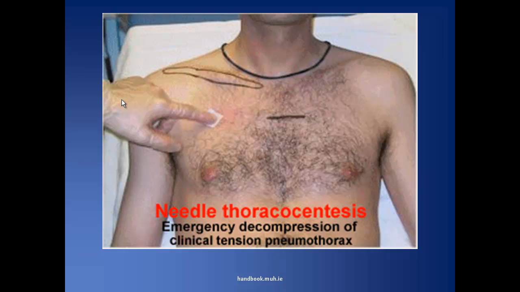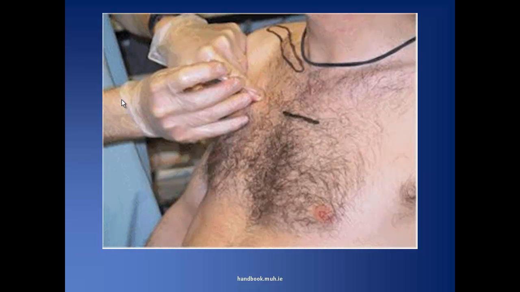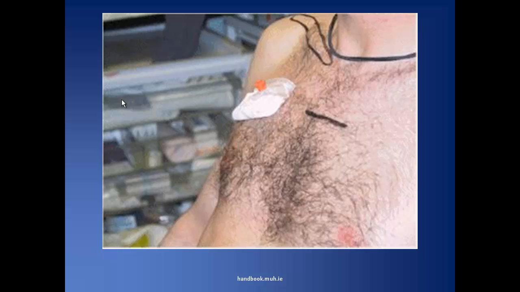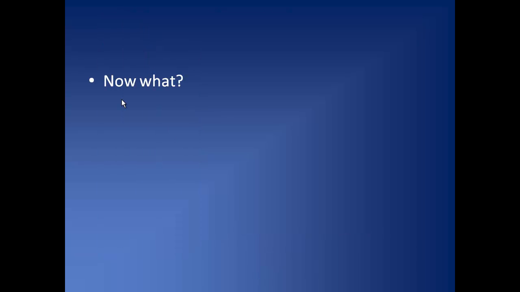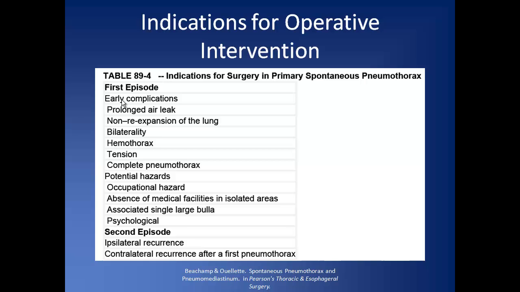And the way you do it is you actually stick a needle, usually a 14-gauge Angiocath, mid-clavicular line, just stick it in there, aspirate. You feel like a total badass when you put it in because it's like Pulp Fiction. When you go in there, you jab it in, all of a sudden you hear a psh, and the patient does well. So what do you do after that? You have to put a chest tube in. So indications for operative intervention for patients who have pneumothoraces.